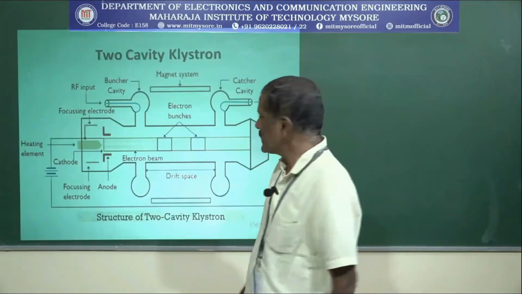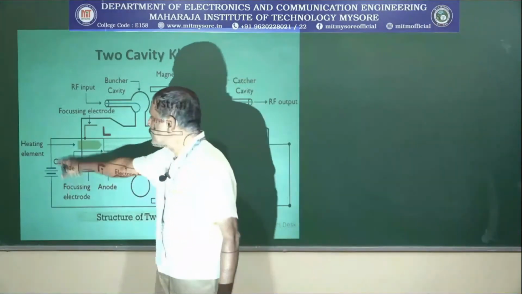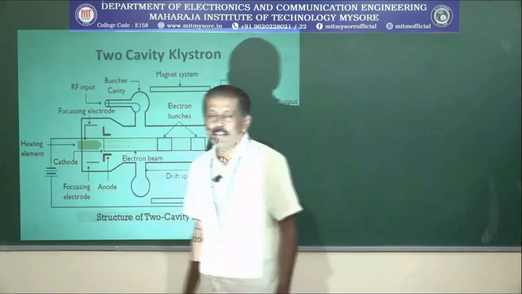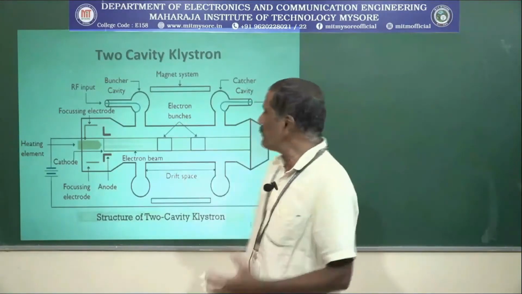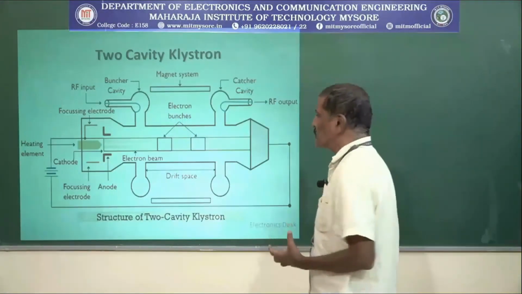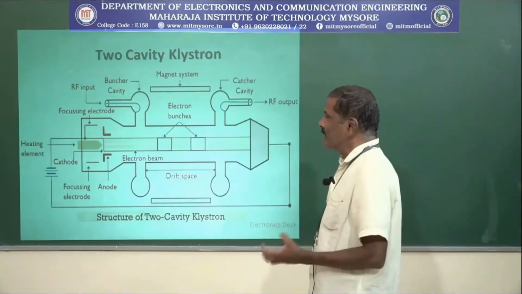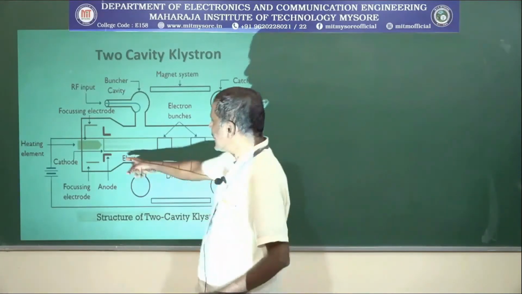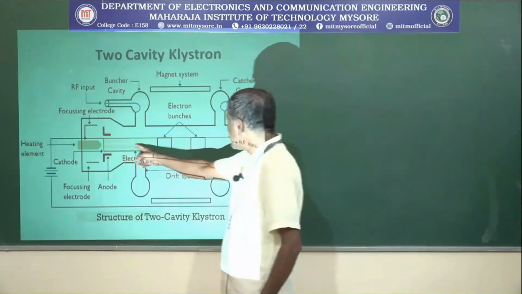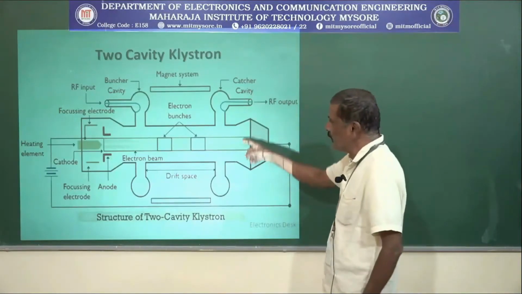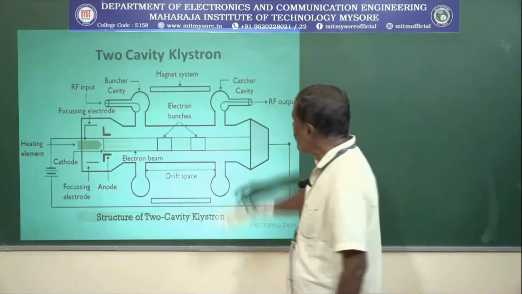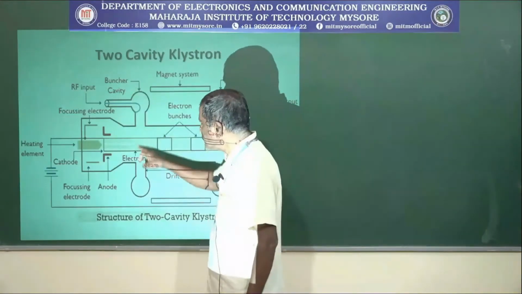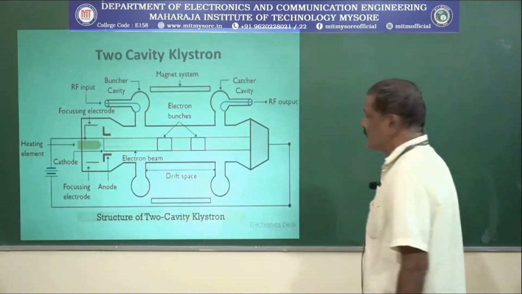Now, when you apply voltages, this heating element starts heating, and this heat energy is transferred to the cathode. When the cathode gets heated, electrons start to be emitted. These electrons move towards the catcher cavity. Before they reach the catcher cavity, they have to pass through the buncher cavity.